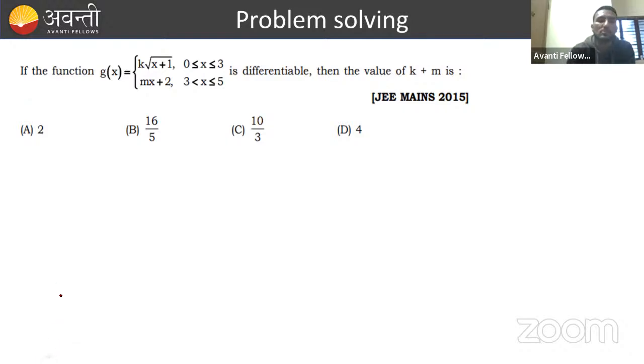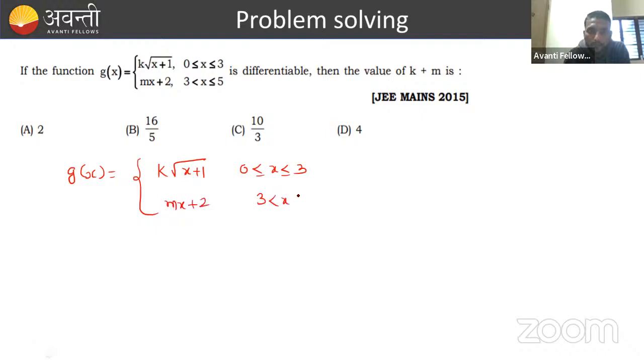Okay, same type of question, guys. This is g(x) equals k root x plus 1 for 0 to 3, and mx plus 2 otherwise. This function is differentiable, meaning they are saying that from 0 to 5 it should be differentiable.